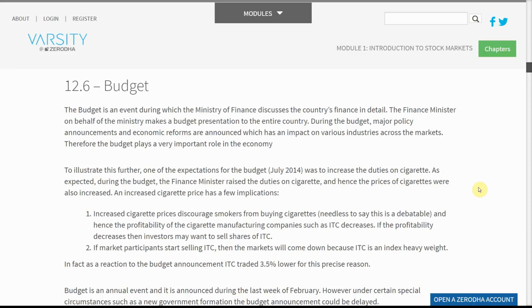An increased cigarette price has a few implications. Increased cigarette prices discourage smokers from buying cigarettes. Needless to say, this is debatable, and hence the profitability of the cigarette manufacturing companies such as ITC decreases. If the profitability decreases, then investors may want to sell shares of ITC. If market participants start selling ITC, then the markets will come down because ITC is an index heavyweight. In fact, as a reaction to the budget announcement, ITC traded 3.5% lower for this precise reason.